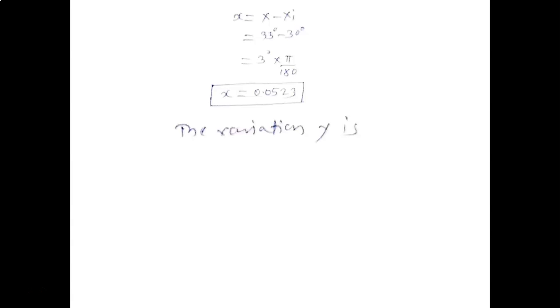Therefore, the variation small y is equal to dou y by dou x at the point i into small x. Therefore, small y is equal to dou by dou x of sin x at the point i into small x. Therefore, what is the differentiation of sin x? Cos x. Therefore, cos x at the point i into small x, which is equal to cos of xi into small x. Therefore, what is xi? xi is equal to 30 degree, that is cos of 30 degree into 0.0523. Therefore, we are getting the value of small y is equal to 0.0453.